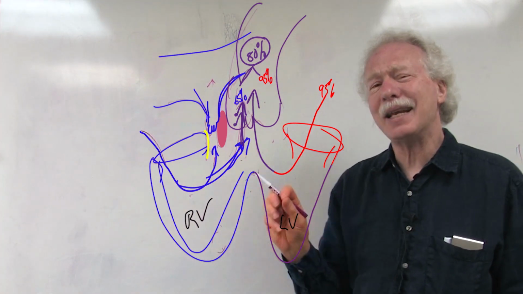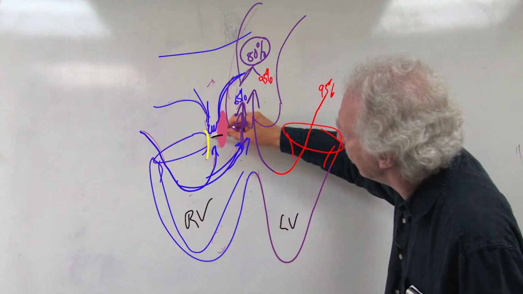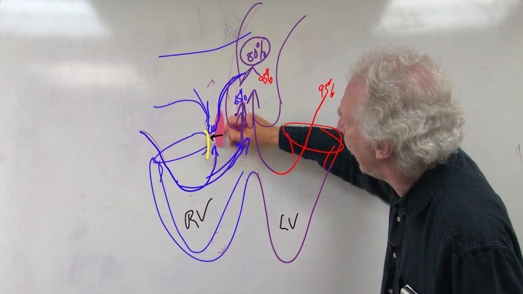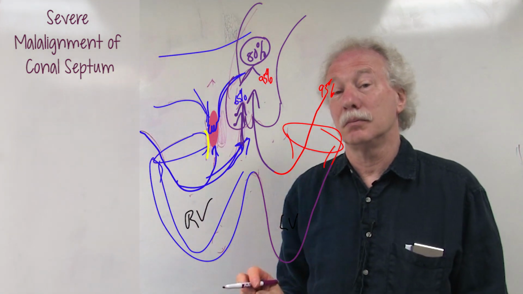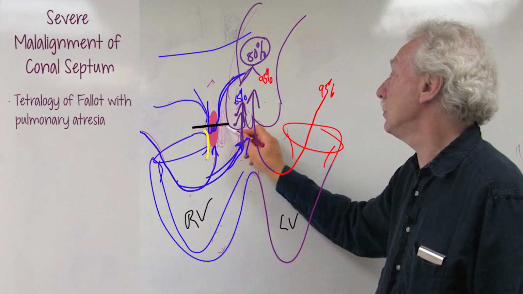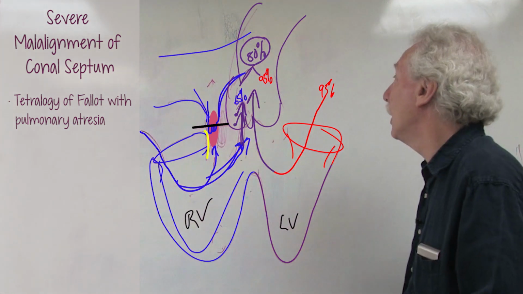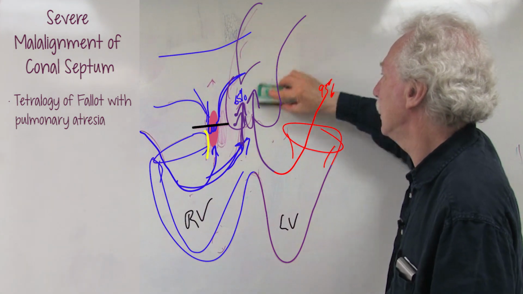If we take that example one little step further and malalign this ventricular septal defect all the way over, in fact we end up with the most severe form of Tetralogy of Fallot, Tetralogy of Fallot with pulmonary atresia. When a child like that is born, what happens?